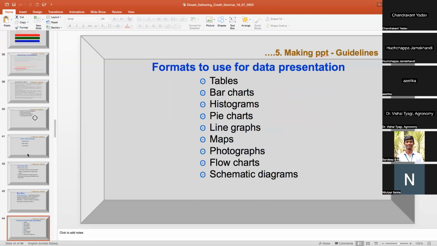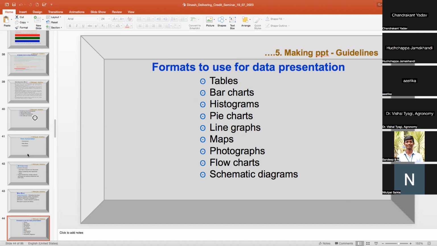Now, you have tables, bar charts, histograms, pie charts, line charts, maps, photographs, flow charts, schematic diagrams in your presentation. There are many options. There can be 10, 15 options to present your data, and you are the best judge. What mode of presentation should I have? Should I have a table? Should I have a bar chart, histogram? So many options are there. Should I opt for a picture? Should I opt for a flow chart or schematic diagram? It is you who have to decide.